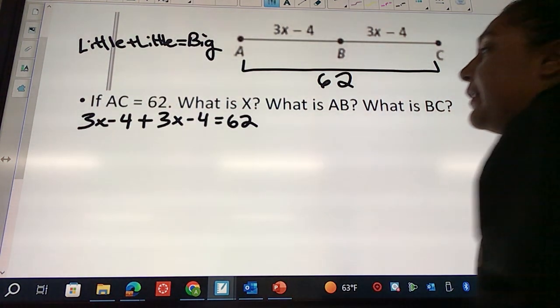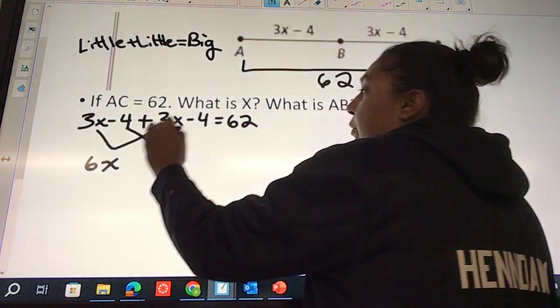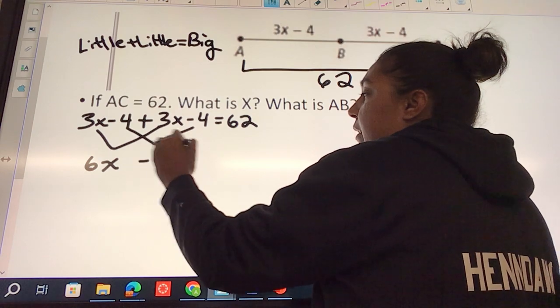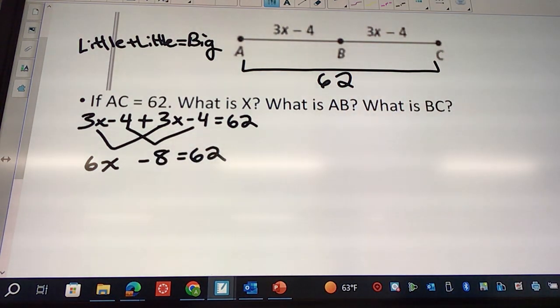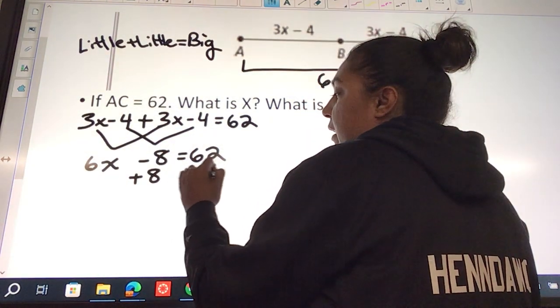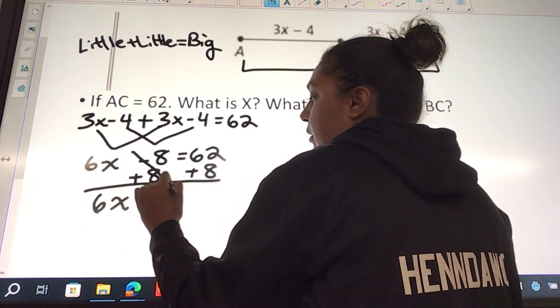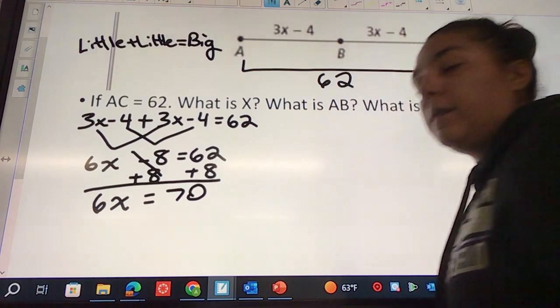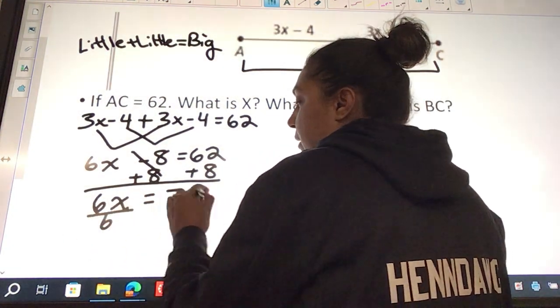Okay, so we're going to combine like terms. So 3x and 3x is going to be 6x, and negative 4 and the negative 4 is going to be negative 8. Okay, so we combine all our like terms. We can go ahead and start moving stuff and solving for x. So we're going to say plus 8 on both sides. That gives me 6x equals 70. And then we're going to divide by 6 on both sides.